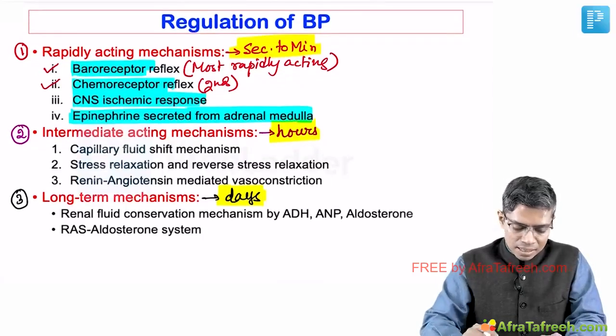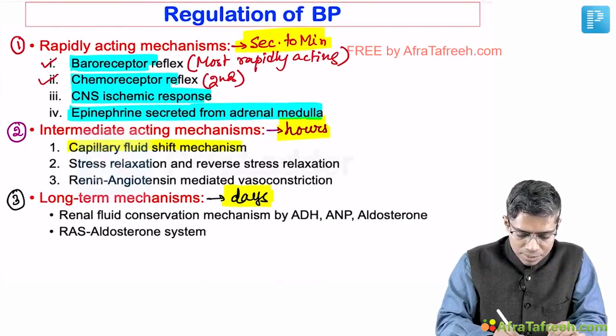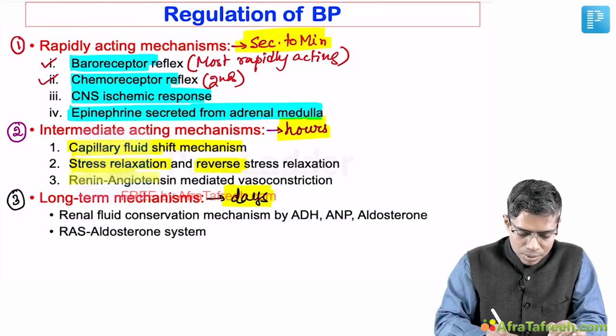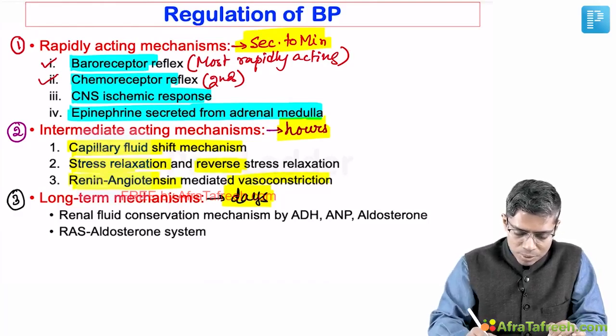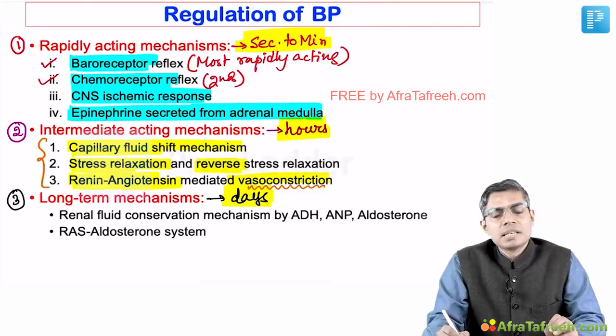Okay, then at the level of intermediate acting mechanism, you can find out that the capillary fluid shift mechanism is there, stress relaxation and reverse stress relaxation, and the third one is the renin angiotensin mediated vasoconstriction. So you have to be careful here. Renin angiotensin is causing vasoconstriction. That is a part of intermediate mechanism. It will start working within a few hours, minutes to hours.